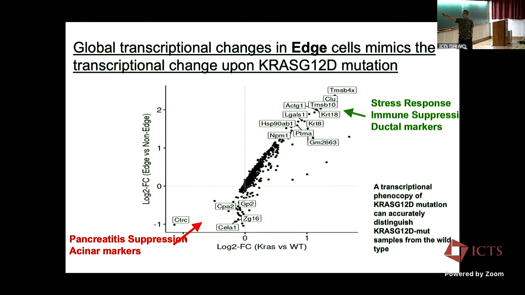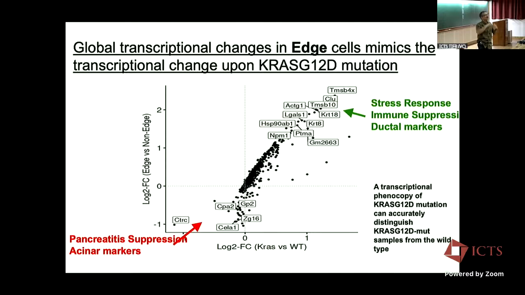So for KRAS G12D mouse versus the wild type, of course, they had done differential gene expression analysis, right? And that's on the x-axis, all the genes, not selected genes. The y-axis is our differential expression of edge versus non-edge in human, in healthy pancreas. And this is a kind of correlation you never ever see in bioinformatics. Okay, and all these genes check out. So what this is telling me is that what we are calling edge cells is like a phenocopy of KRAS G12D mutation without the KRAS G12D mutation, right?